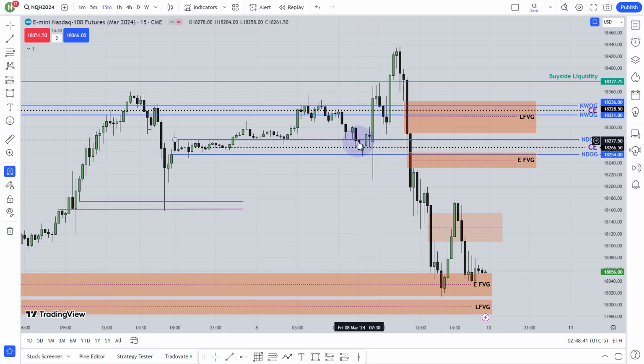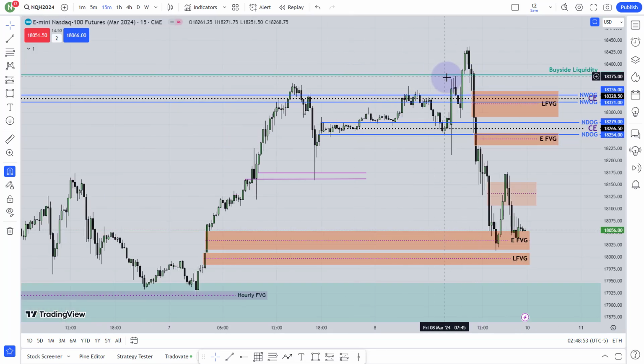At the same time, this is the new day opening gap. You can see how the body closed inside the new day opening gap. So price came here to that new day opening gap, went higher, very near to that buy side liquidity, but it didn't clear the buy side liquidity.